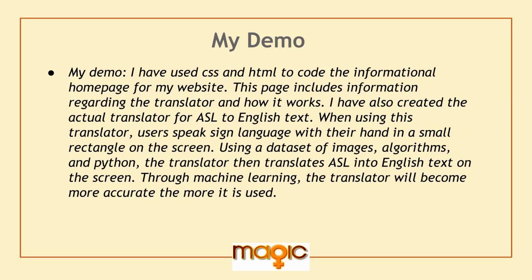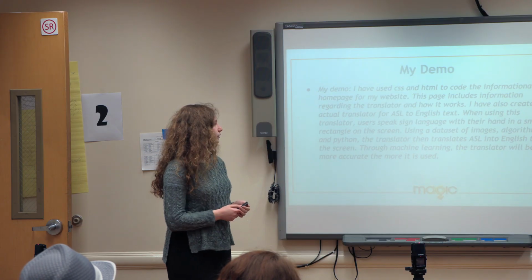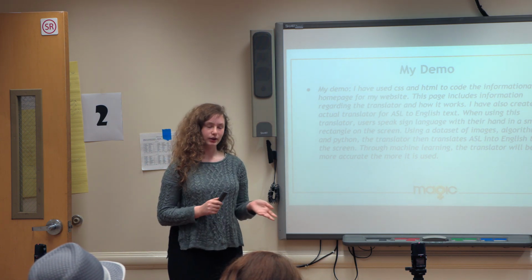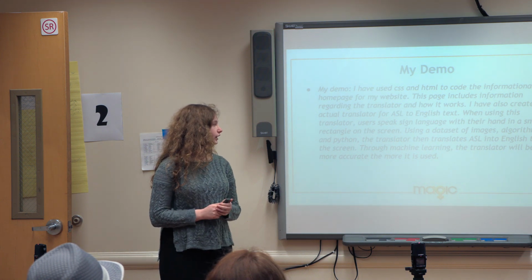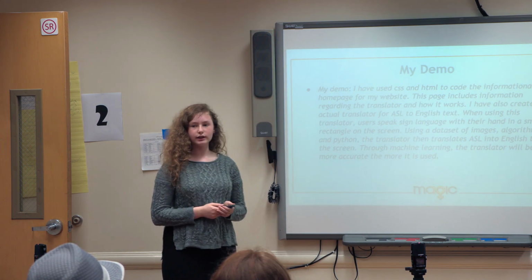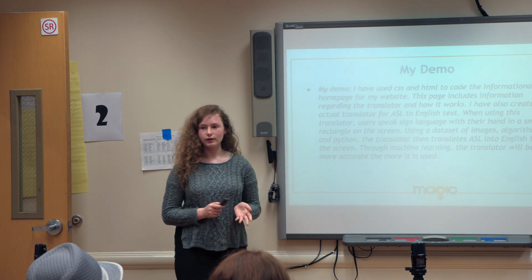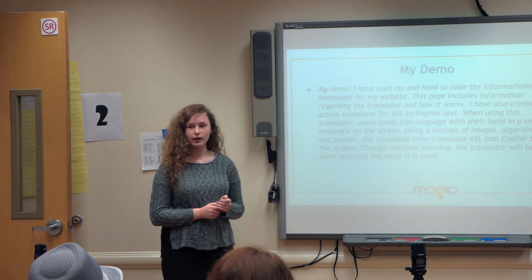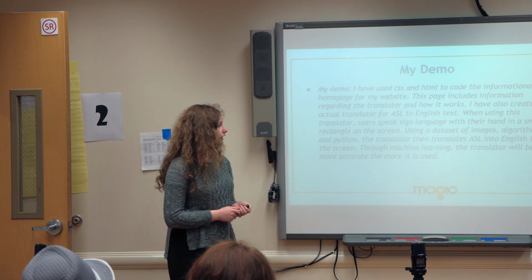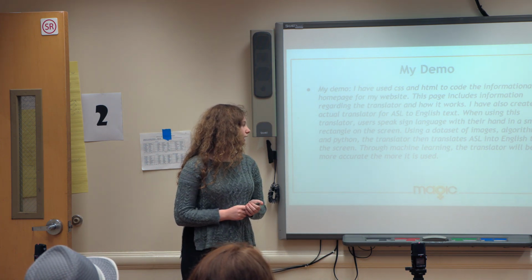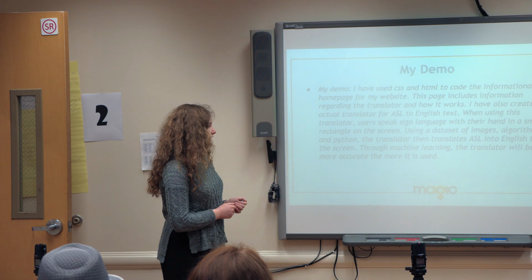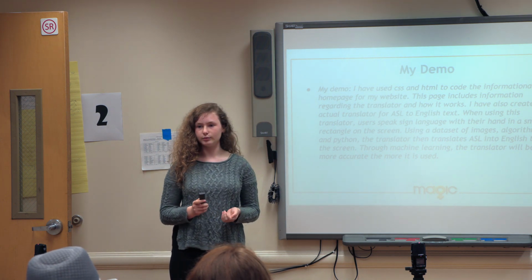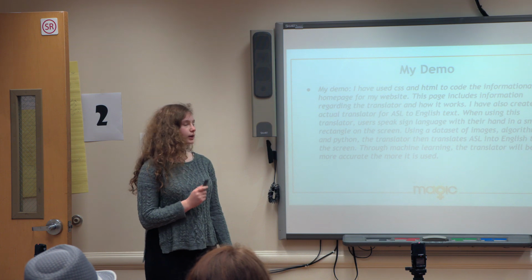So my demo. I've used CSS and HTML to code my information web page, which I launched using GitHub. This page has some information about the translator and how it works and what it's for. I also created my actual translator for American Sign Language to English text. So when using this translator, users speak sign language with hand motions into a little rectangle that appears on screen, and then the translator, using images, algorithms, and Python, translates the American Sign Language into English text on the screen. Through machine learning and TensorFlow, which is a machine learning library, my translator will get better the more it is used.